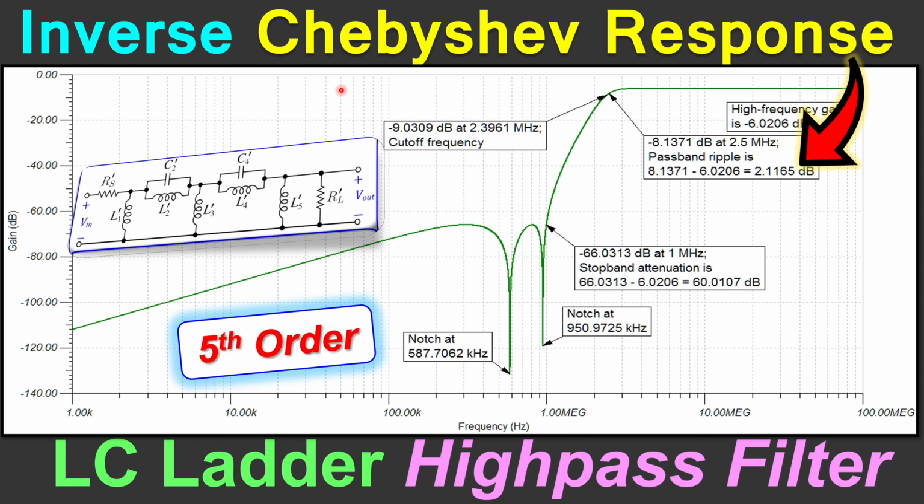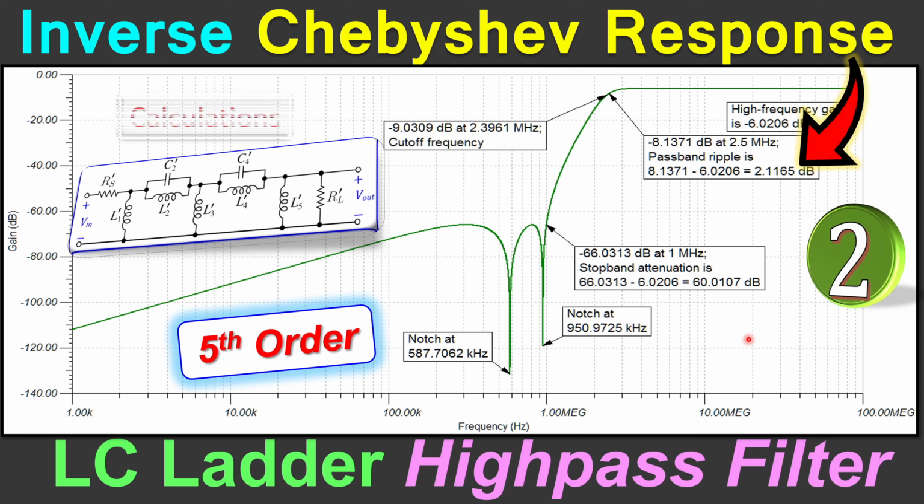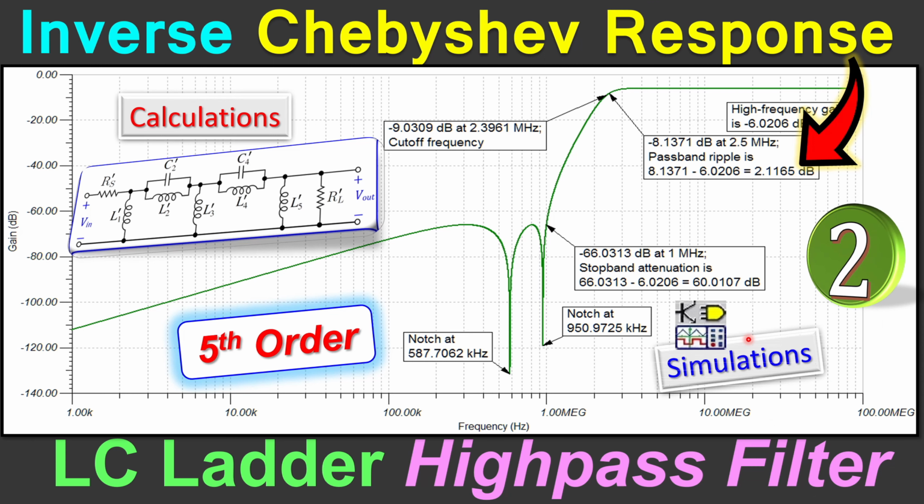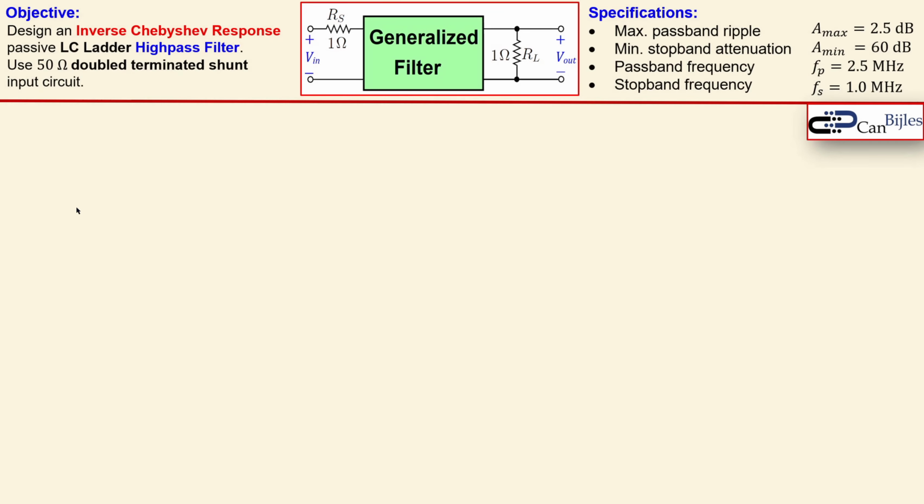Welcome back to a new video about inverse Chebyshev response filters using the LC ladder filter configuration. We will look at the high-pass filter design in this second example. Of course, we will work out our calculation step by step and verify these in SPICE simulations. So let's look at our problem.